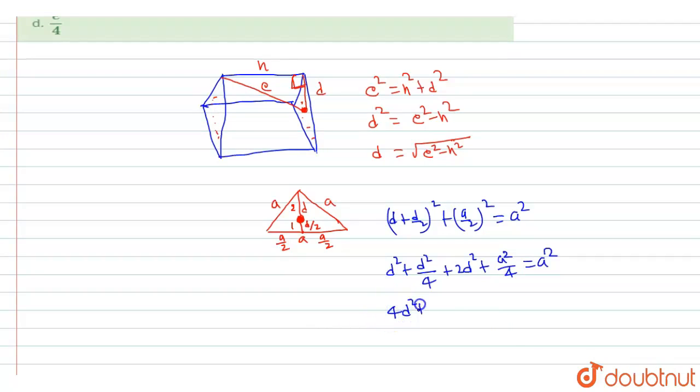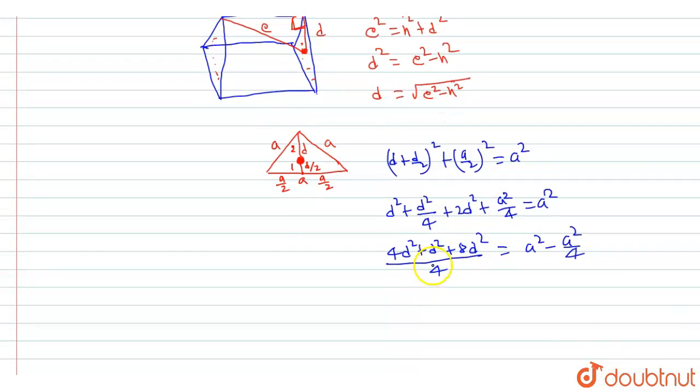So 4d² + d² + 8d², divided by 4, is equal to, we can write from here, a² − a², divided by 4. So this is equal to 4 + 8 = 12, 13d², and here we can say 4 cancels. We have to find from here the relation between a and d, and a is equal to √3 times d. After solving, you will get this.